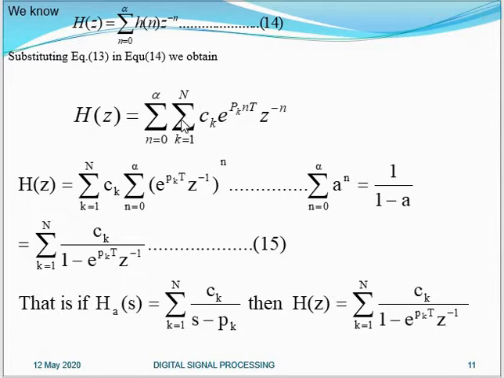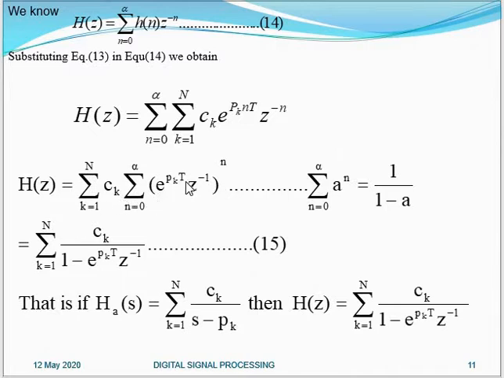Now if we split the equation, we take Ck outside: summation k equals 1 to N of Ck. Here summation n equals 0 to infinity of e to the power Pk nT z to the power minus n. We can write this to the power n, because we are having Pk nT and z to the power minus n. So if we take n common, it will be (e to the power Pk T z to the power minus 1) to the power n. So this part will remain summation k equals 1 to N of Ck.